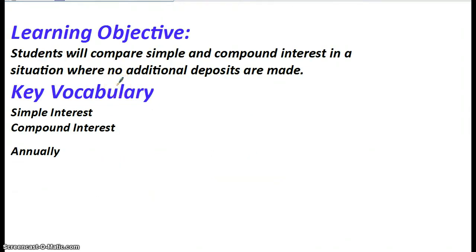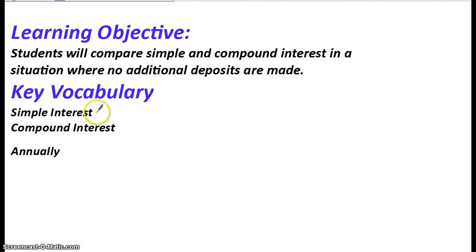You will compare simple and compound interest in a situation where no additional deposits are made. So this is a one-time thing that we're going to look at. We've talked about simple interest. We've talked about compound interest. But I also want you to make sure that we're clear about what we mean by annually. The word annual should mean yearly, or one time a year. Maybe that'll help us out.